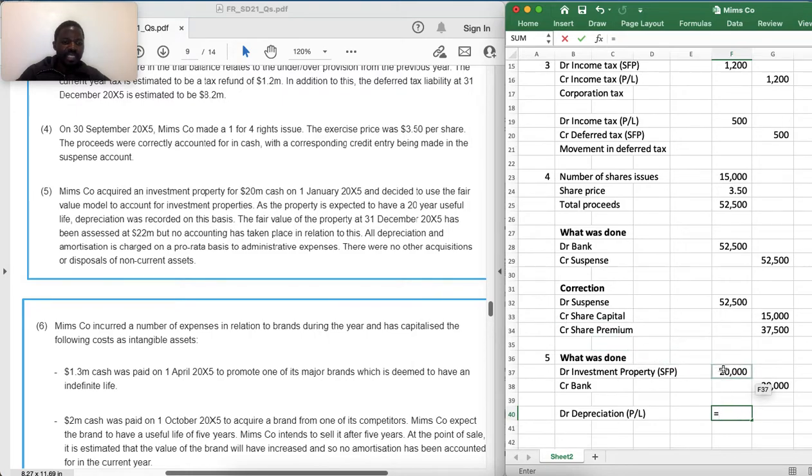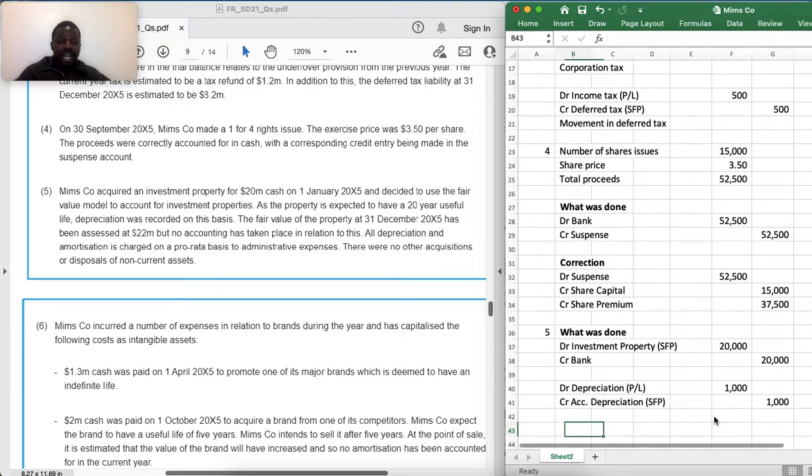Depreciation of how much? The investment is 20,000 divided by 20 years, as it was purchased at the beginning of the year, 1 January. So the depreciation was 1,000, and also accumulated depreciation was credited in the statement of financial position of how much? Of 1,000. Now we need to reverse this depreciation.